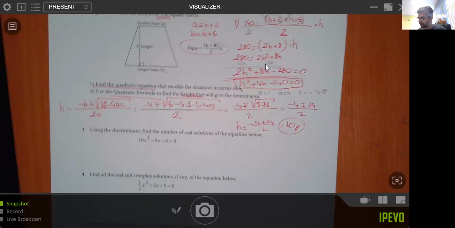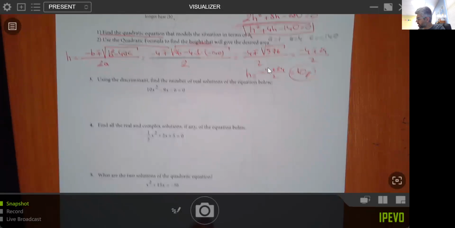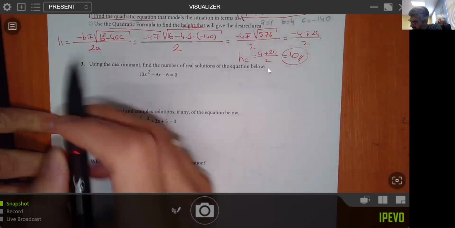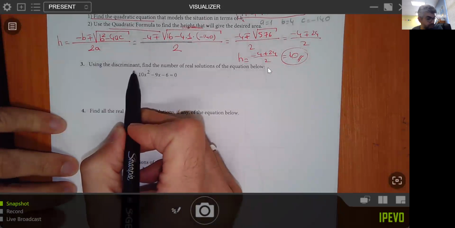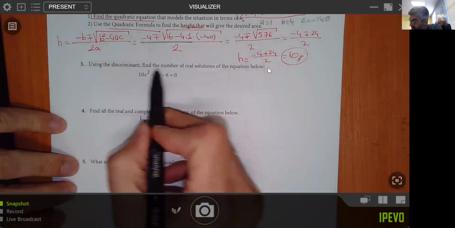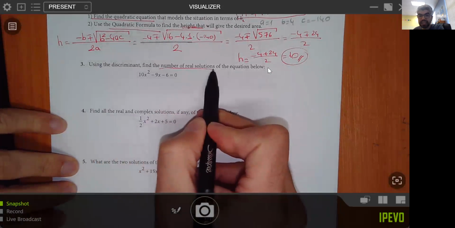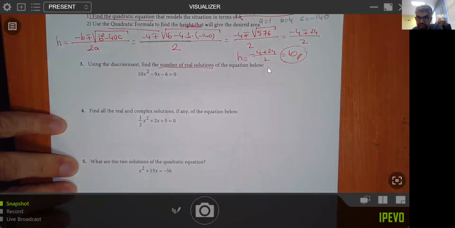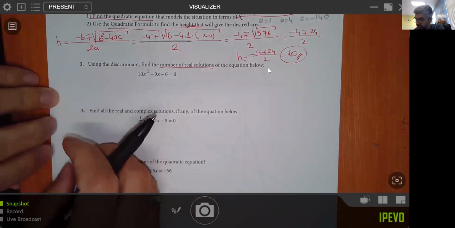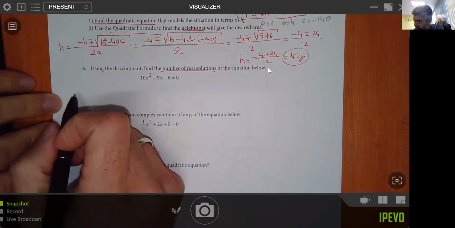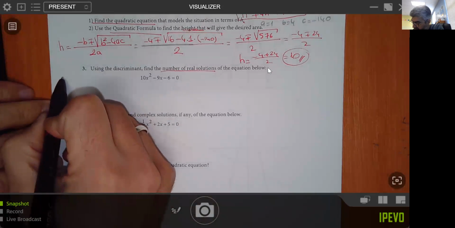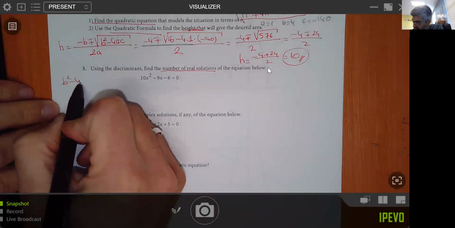And now question number 3. Question number 3, using the discriminants. Guys, it's a nice question. Find the number of real solutions. It doesn't say solve the equation. It asks number of real solutions. What is it about? It's about the discriminant, right? What was it? Let's remember it, and we are going to use it.